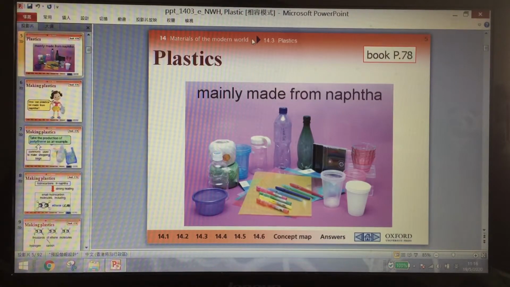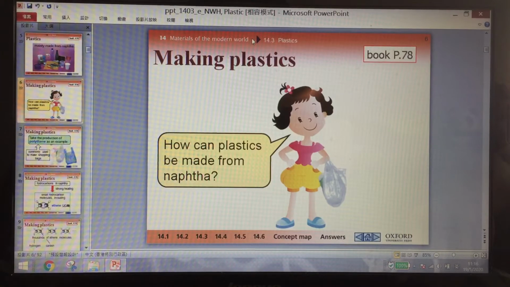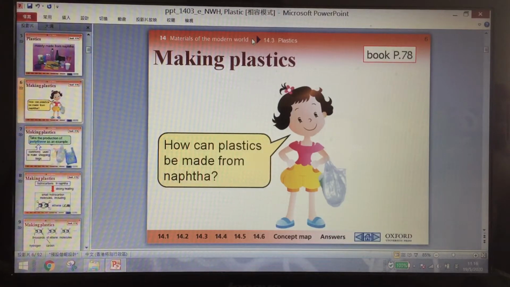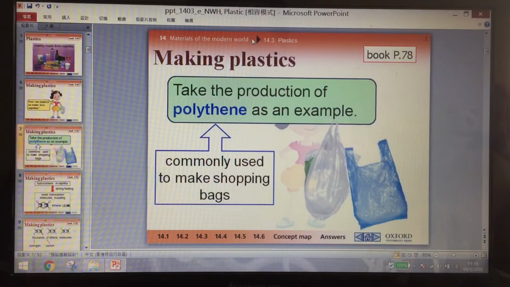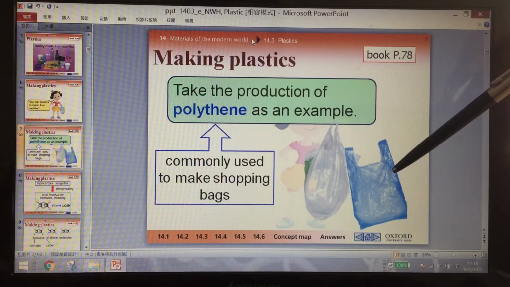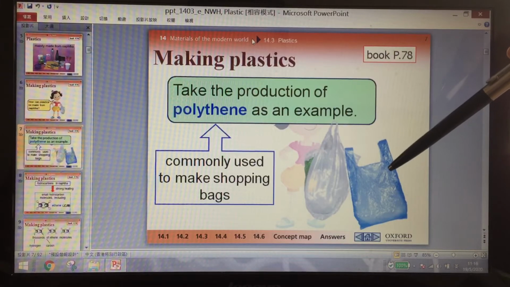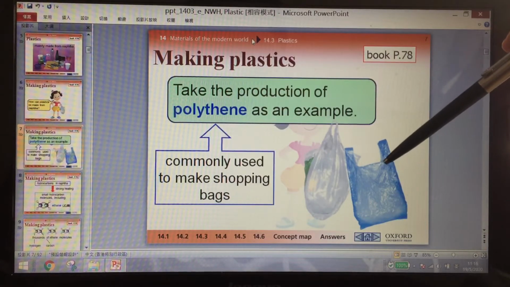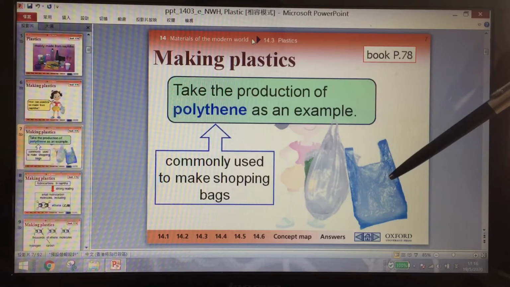The original raw material is naphtha, and plastic is mainly made from naphtha. How can plastics be made from naphtha? We use one example. This is polythene, and shopping bags. Commonly, we use polythene to make shopping bags.